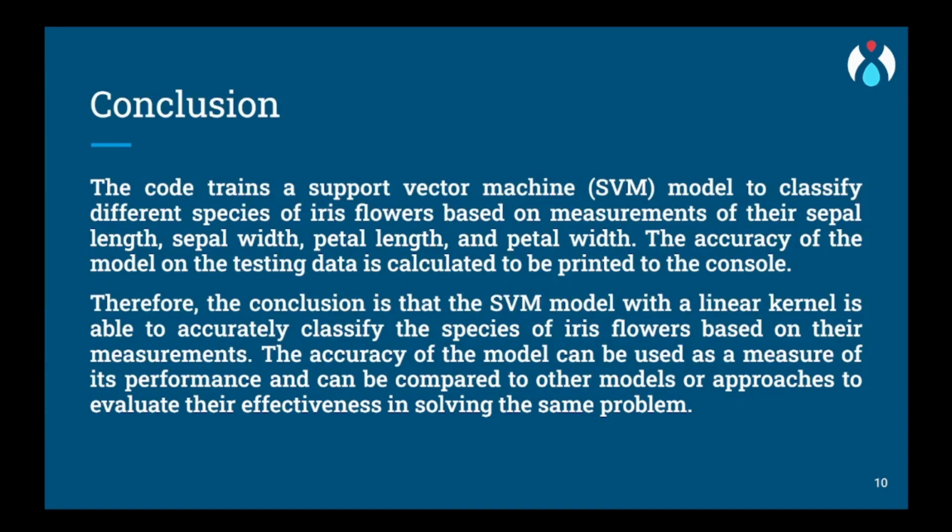Now for the concluding part, we could say that our model trained using the linear kernel is predicting these species of flowers very well. That is Iris setosa, Iris virginica, Iris versicolor. These three species present in the dataset are predicted based on their sepal length, sepal width, petal length, and petal width.